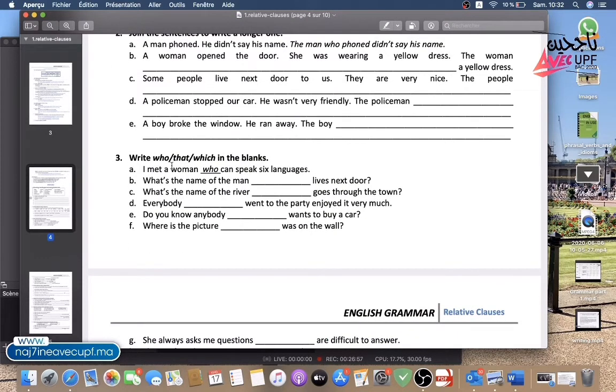Here again you use who, that or which. For example: What is the name of the man who lives next door, or that lives next door. What is the name of the river which goes through the town. We don't use who because the river is the object, while the man is the subject.